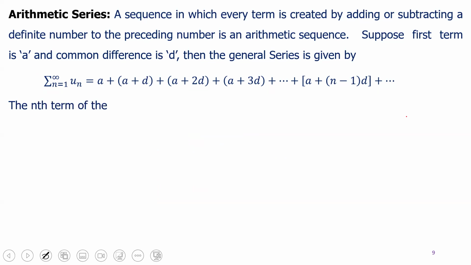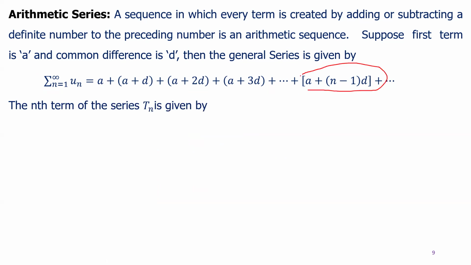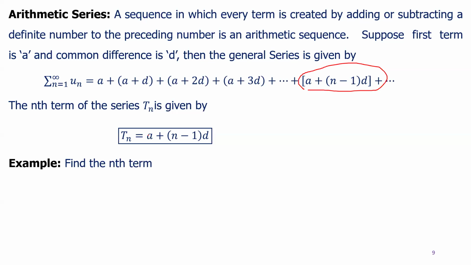The nth term of the series, Tn, is given by a plus (n minus 1)d. This is the nth term of the given series. Let us take one example of how to find the nth term of the given series. Let us find the nth term of the series 7, 10, 13, 16, and so on.